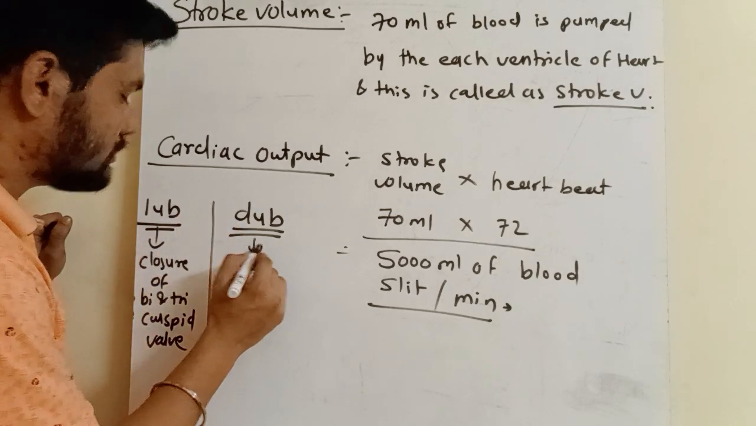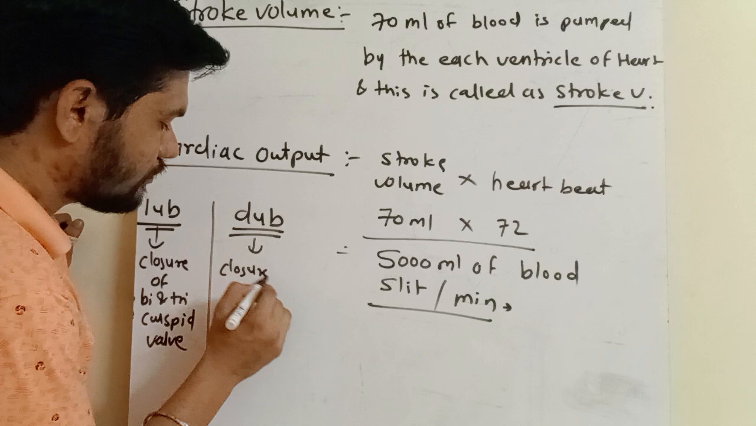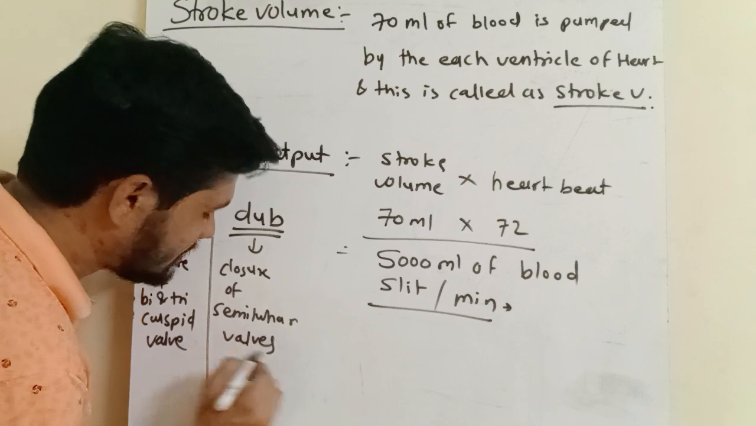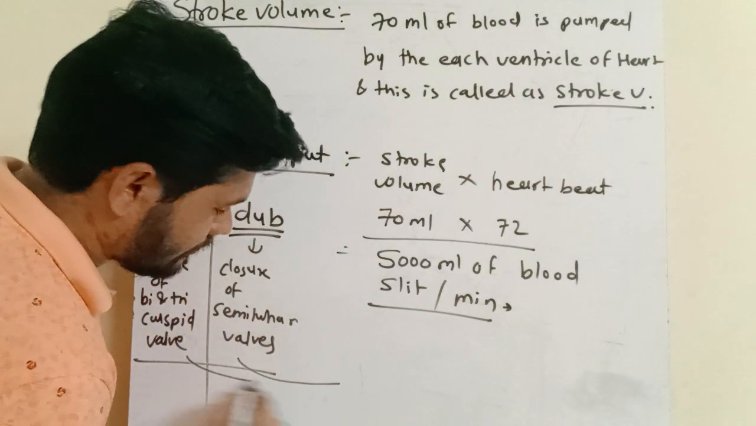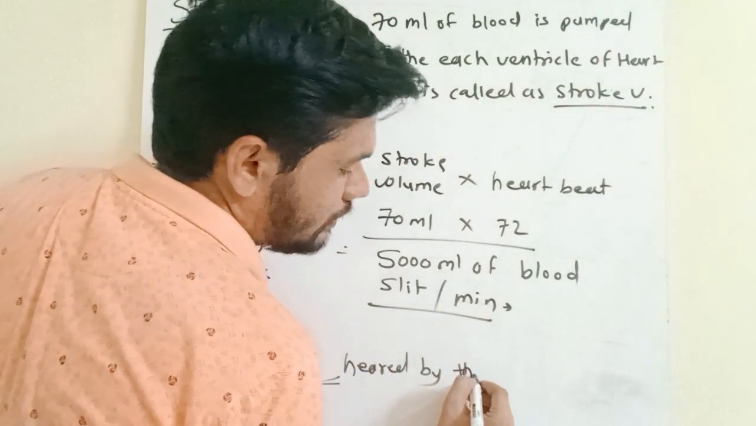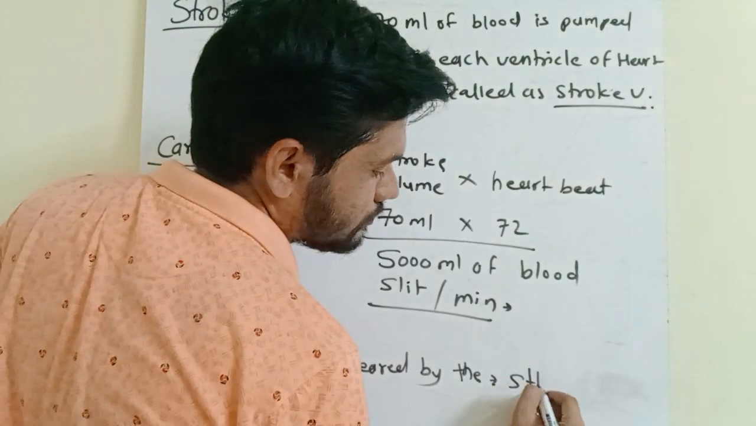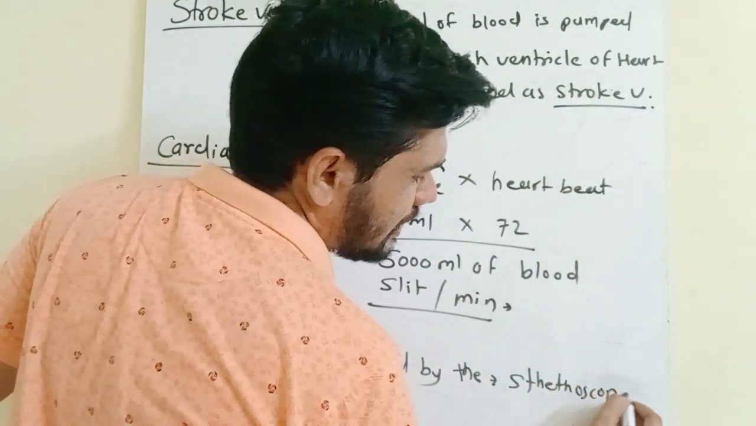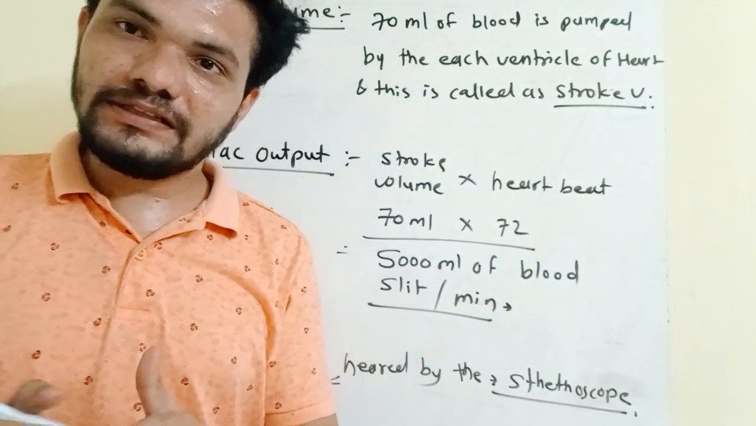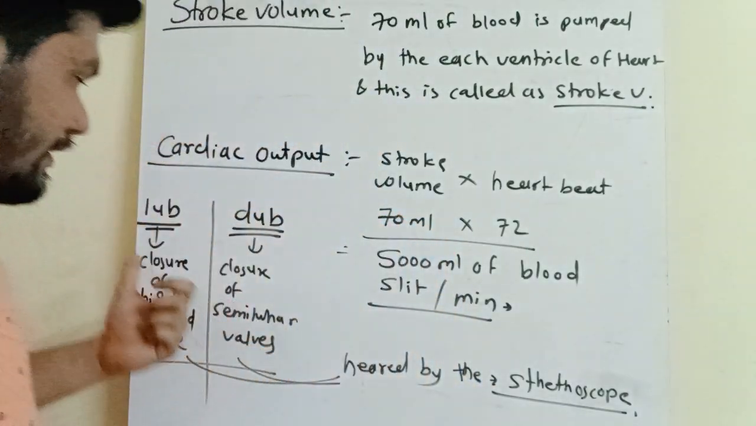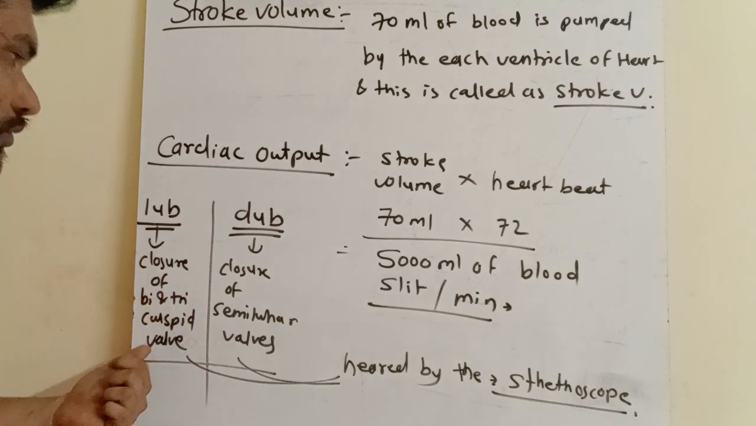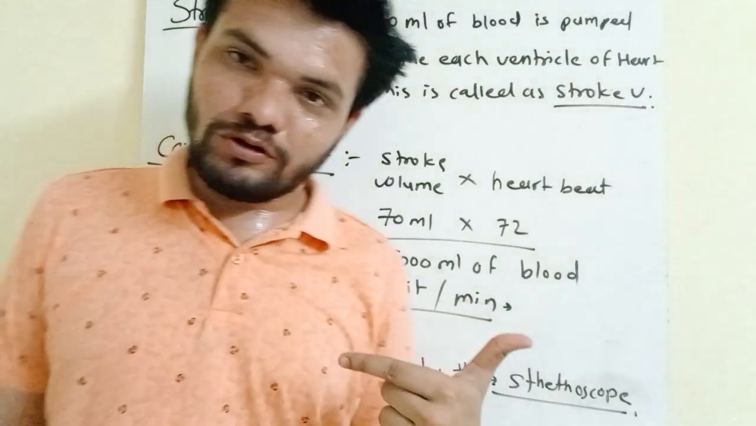and the dub sound is produced with the closure of semilunar valves. And these sounds can be heard by the instrument called stethoscope, which has a high significance in the clinical diagnosis. So this stethoscope is helpful in hearing these two sounds: lub, which is associated with the closure of bi and tricuspid valve, and dub, closure of semilunar valves.